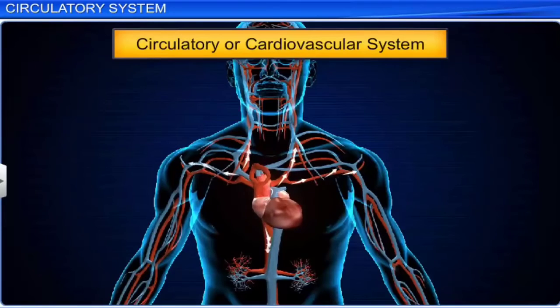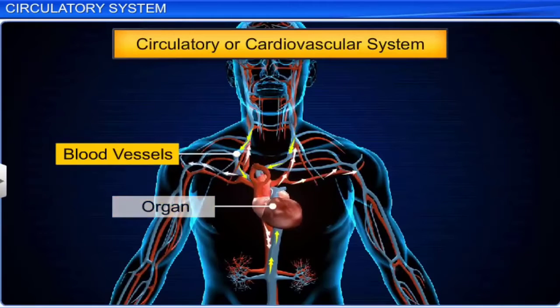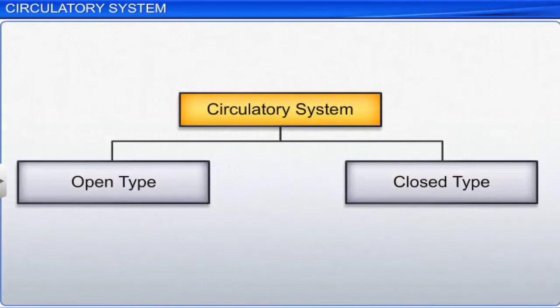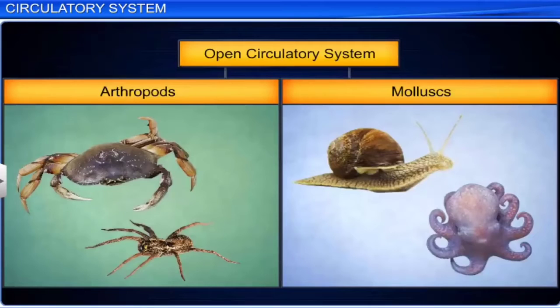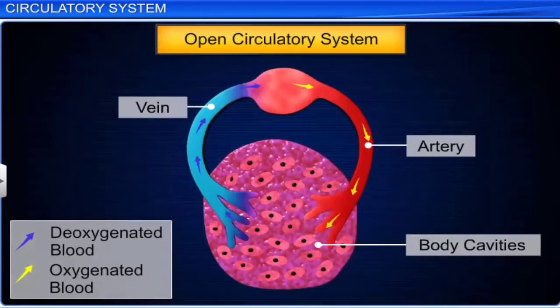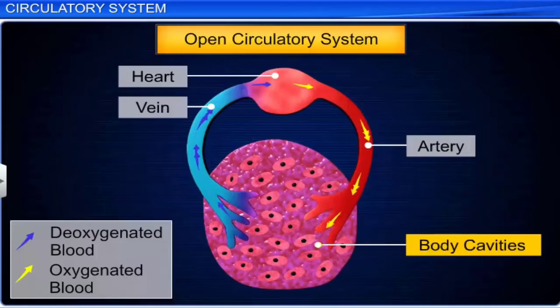The circulatory system or cardiovascular system refers to the organs and blood vessels involved in the transport of blood throughout the body. It is of two types, open and closed. An open circulatory system is found in arthropods and mollusks. In these organisms, the blood pumped from the heart reaches the open spaces or body cavities called sinuses through large blood vessels and bathes all the organs.